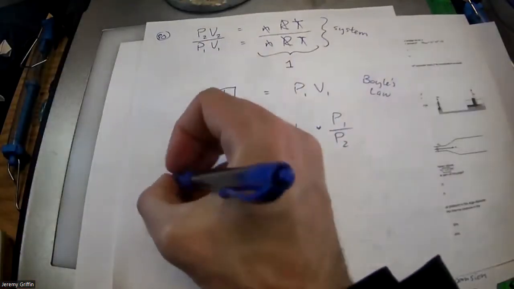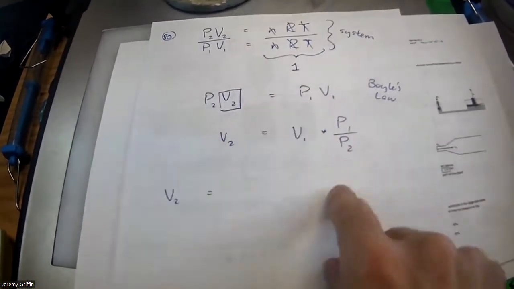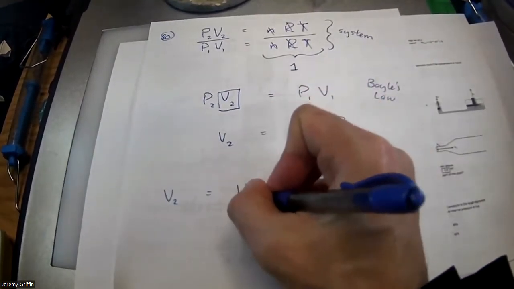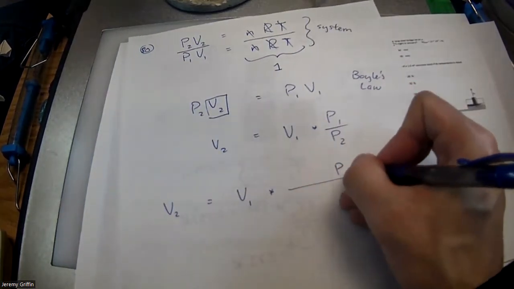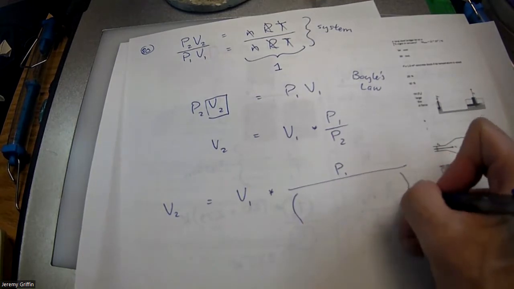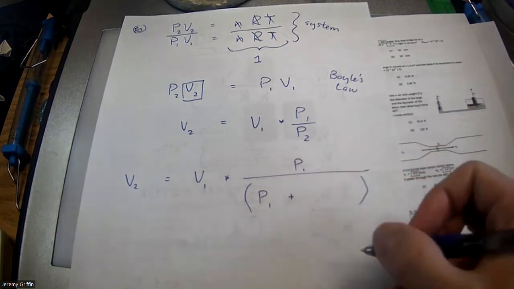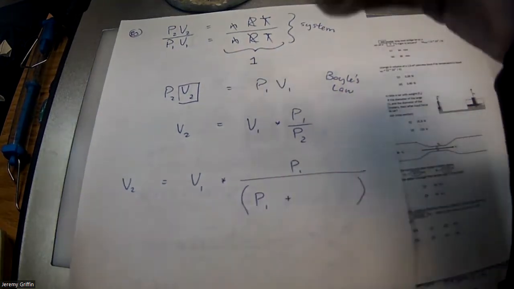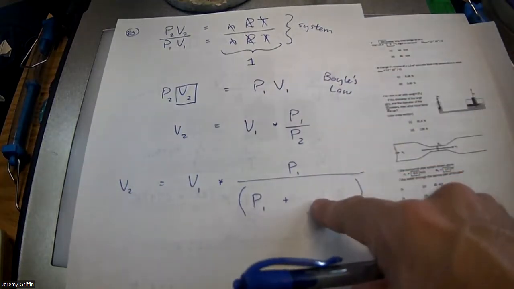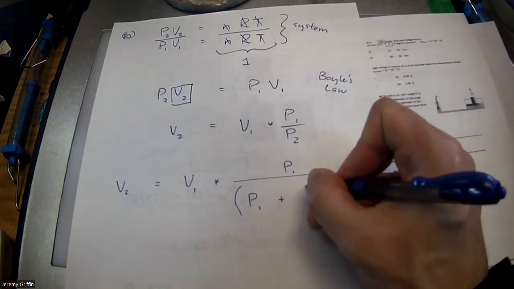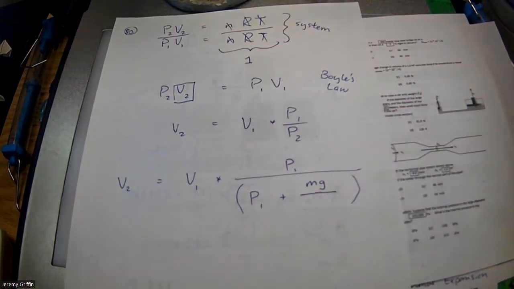So V2. Let's slide everything to the left here and give myself a little space, because that's the bigger expression: the initial volume multiplied by the initial pressure divided by the new pressure. Now the new pressure is going to be the initial pressure, like atmospheric pressure, plus, remember there's a weight acting on top, pushing down, so it's like an increased force. So wouldn't that be the weight mg, but divided by something?